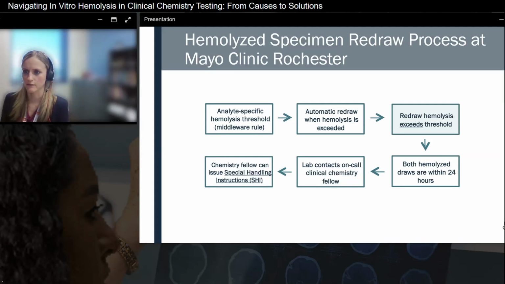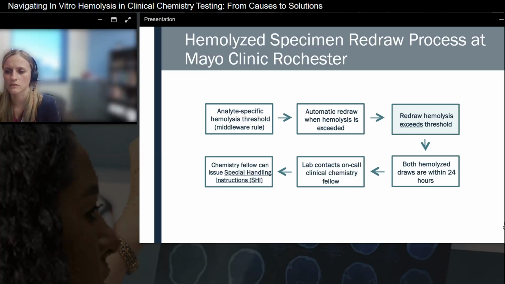However, what happens if the redrawn specimen is still hemolyzed above the acceptable limit for that specific analyte? The middleware rule will again prevent the release of the result, and if both hemolyzed draws are within 24 hours, another rule is triggered and the lab contacts the clinical chemistry fellow on call. From there, the clinical chemistry fellow assesses the clinical picture of the patient with the clinical service, and there are generally three different things that can happen.